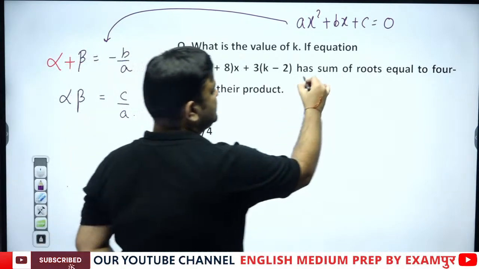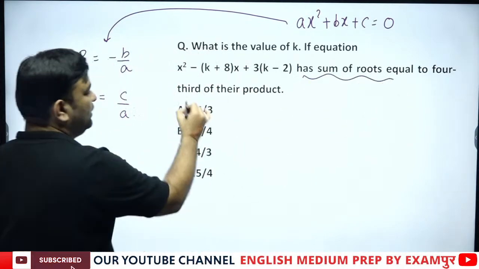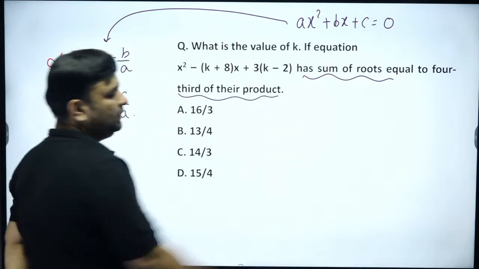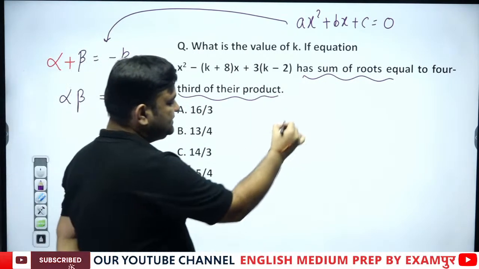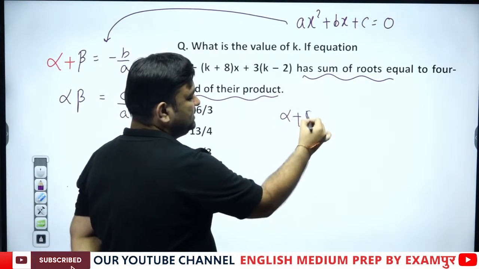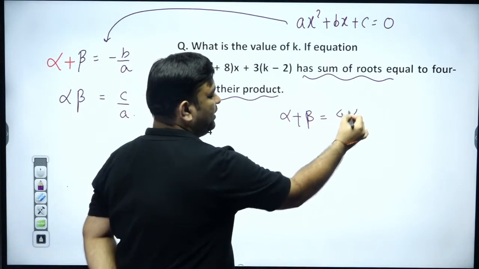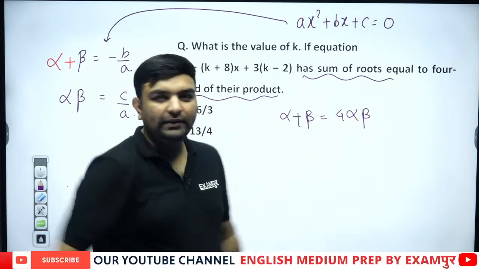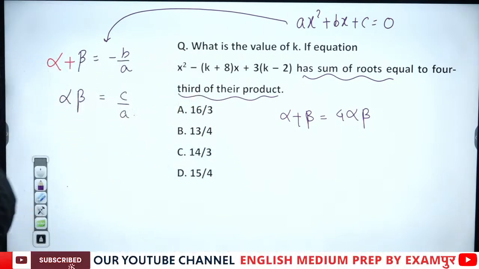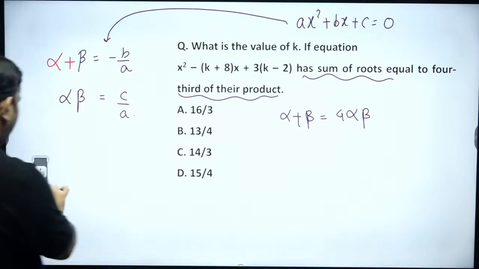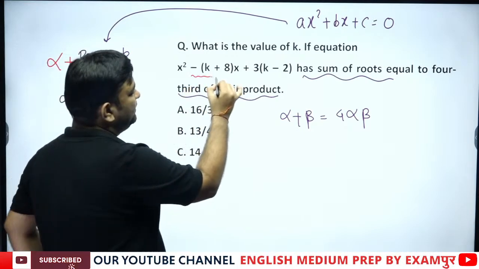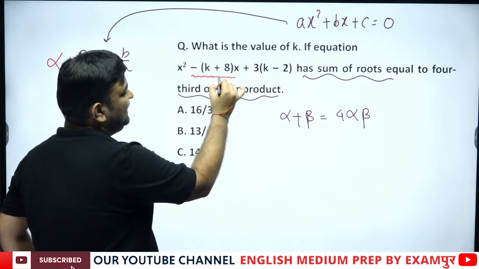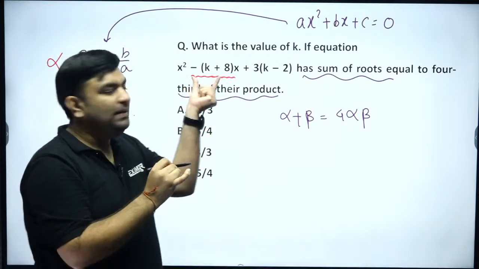Sum of the roots is equal to 4/3 of their product. Means alpha plus beta is equal to 4/3 times their product alpha beta. Cool and clear. Okay. So alpha plus beta is minus b upon a. This complete is your b.